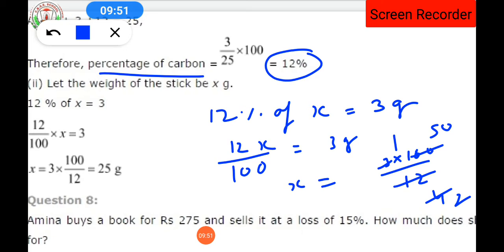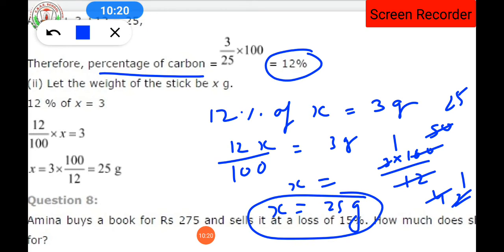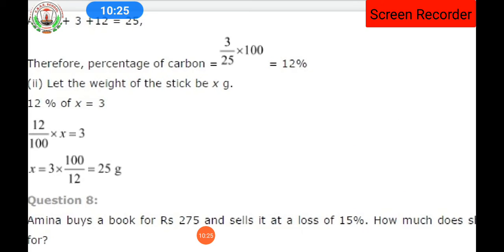3 will be cancelled one time in the table of 3 and 12 will be cancelled 4 times in the table of 3. Then 4 is cancelled in the table of 2, 2 times, and 100 is cancelled in the table of 2, 50 times. Now again it will get cancelled here in the table of 2, 50 comes 25 times and 2 comes 1 time. So the required answer we will get: as the weight of the carbon is given as 3 grams, what is the weight of the chalk stick? So the weight of the chalk stick will be 25 gram. Clear everyone? So this is the solution of question number 7.